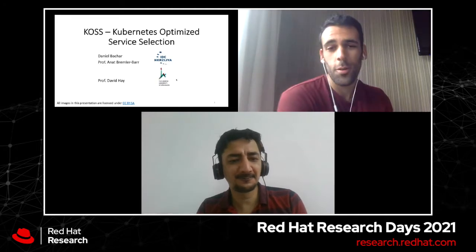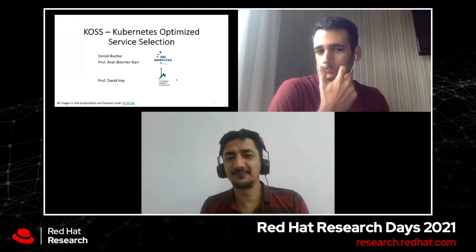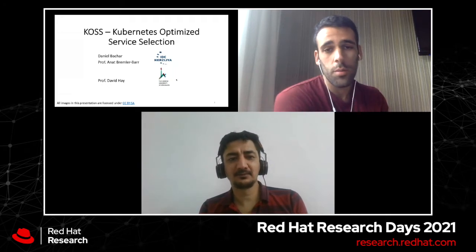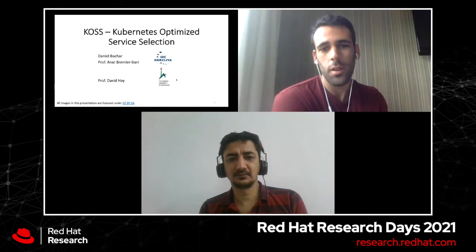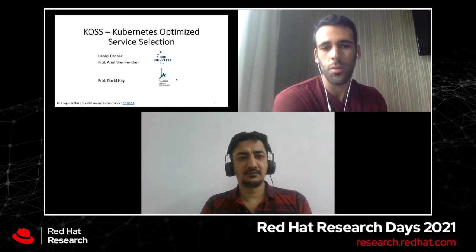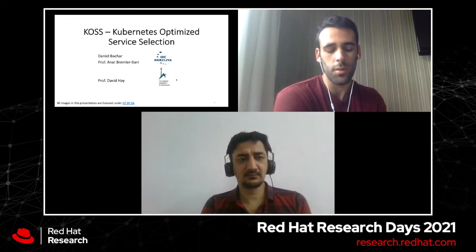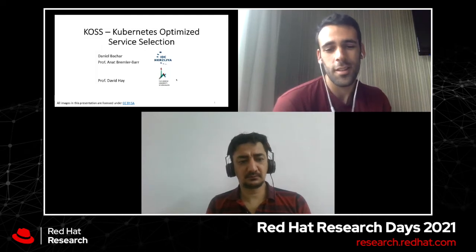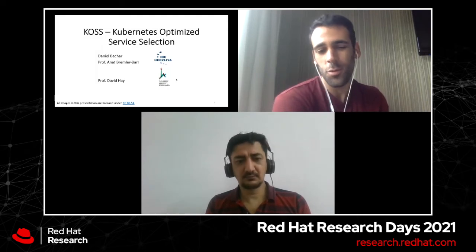Yeah, so hello everyone, my name is Daniel. I'm a student in the IDC, and we're going to talk about the joint work that we did about Kubernetes optimizing service selection. It's a joint work by myself and Professor Anat Bar and Professor David Chai, and the engineering team in Red Hat. So I hope it'll be interesting.